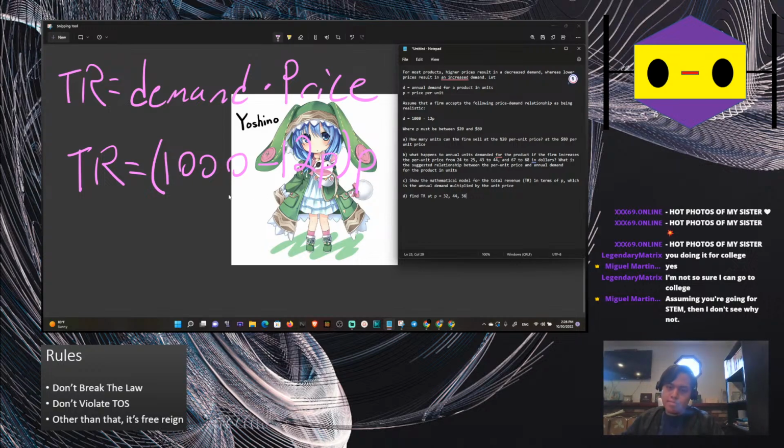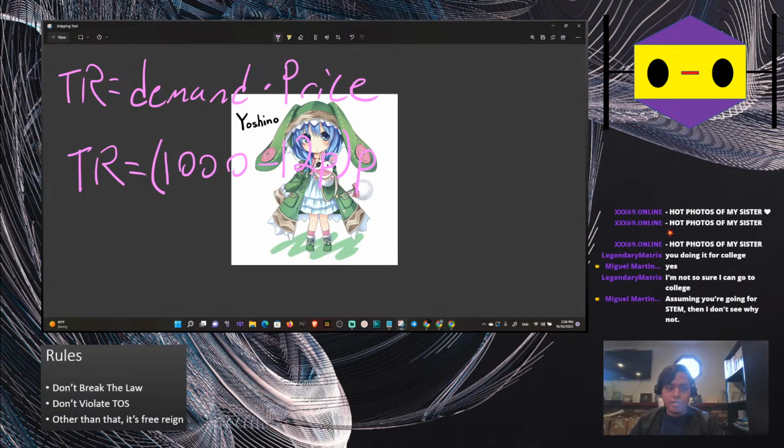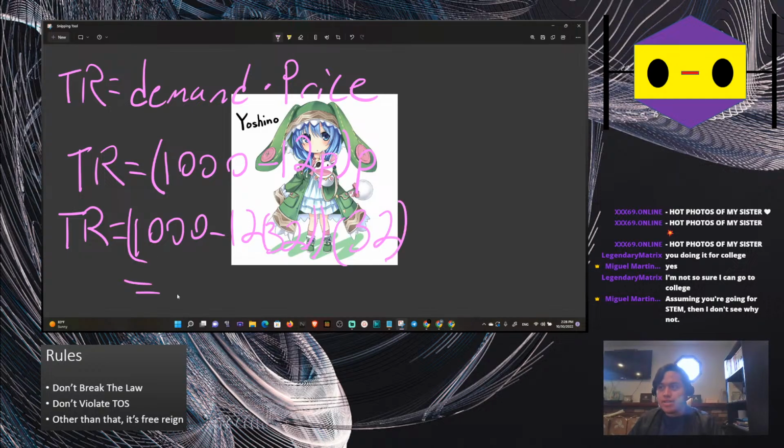Yeah, because the way you do it is as follows. Pretty much do TR, and it'll be 32 equals 1000 minus 12 times 32, close parentheses, multiplied by 32, and that'll give us this dollar amount, 19,712. Good? Yep.